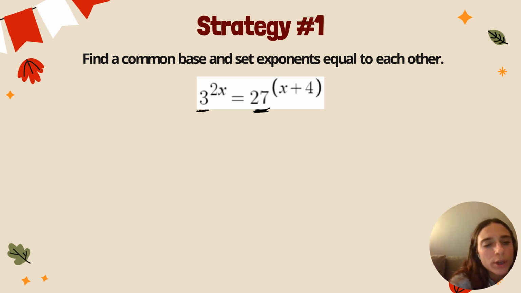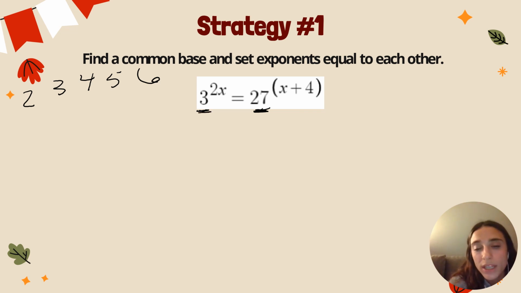So you're looking for numbers that are multiples of 2, multiples of 3, sometimes 4, sometimes 5, sometimes 6. Try not to go too much higher than that. But you're looking for numbers where I can rewrite them as 2 to the 5th power, 3 to the 8th power, oh, that's too high, but like 4 to the 2nd power, numbers like that. So 3, I'm going to leave alone. But 27 is actually 3 cubed.